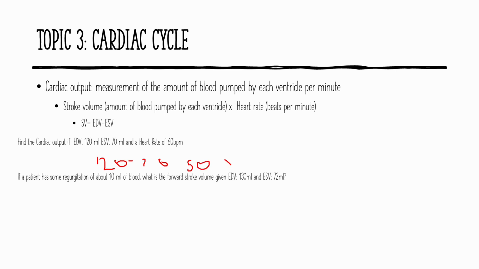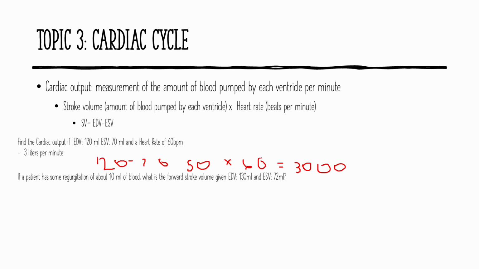And then we can multiply that by our heart rate, and then we will get 3,000. And because that's in milliliters, we want to get our answer in liters per minute. So we'll convert that 3,000 to liters, and we'll get 3 liters per minute.